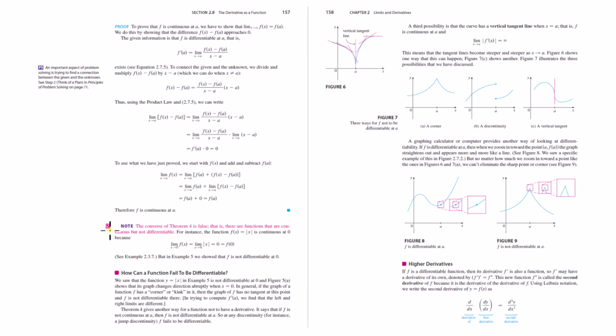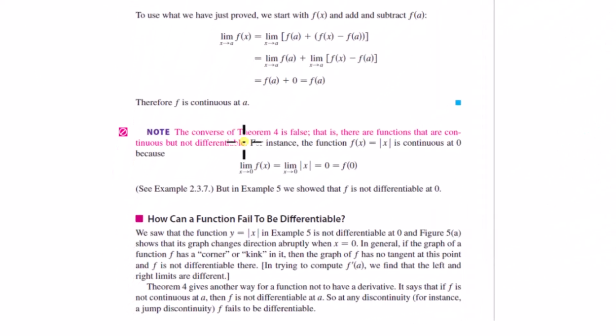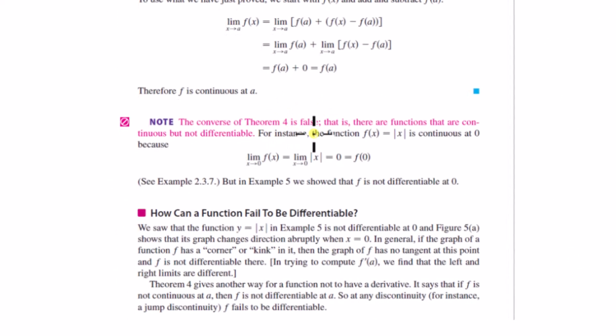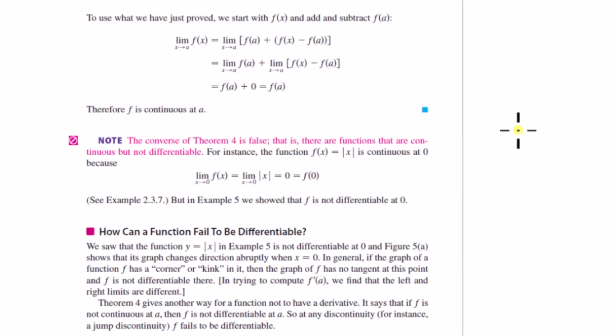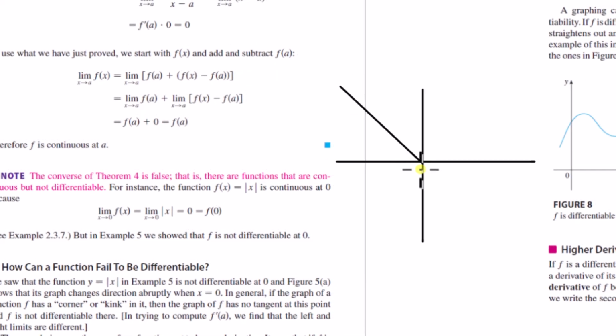We're not going to look at the proof. Now it says here that, note that the converse of this theorem 4 is false. That is, there are functions that are continuous but not differentiable. So it's not the case that if a function is continuous at a point, then it must be differentiable. And we just saw that with the absolute value. The absolute value of x is continuous through this kink point, but it's not differentiable.